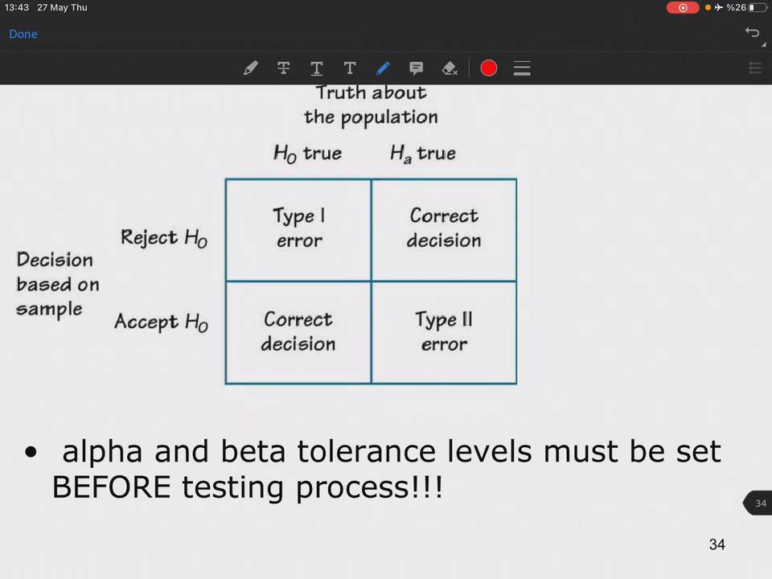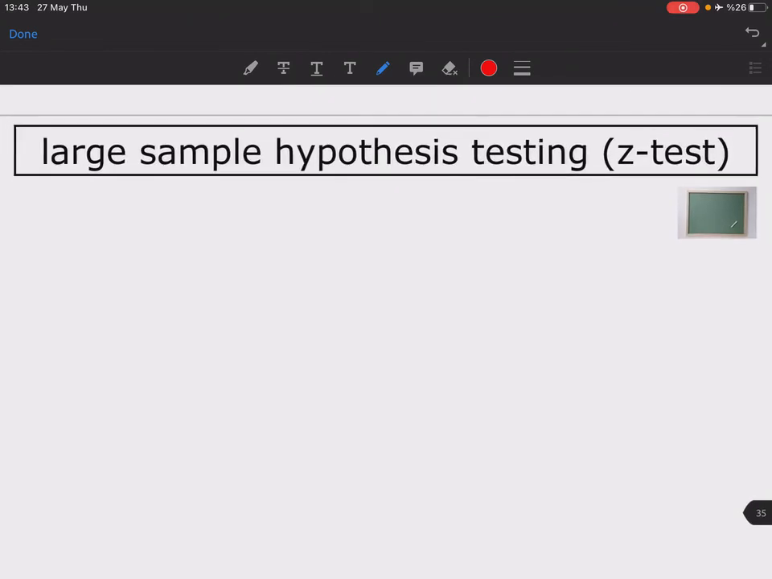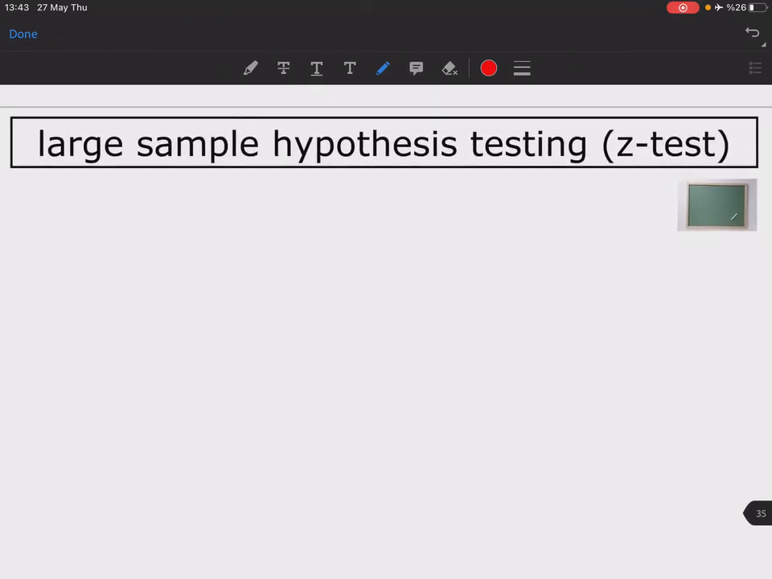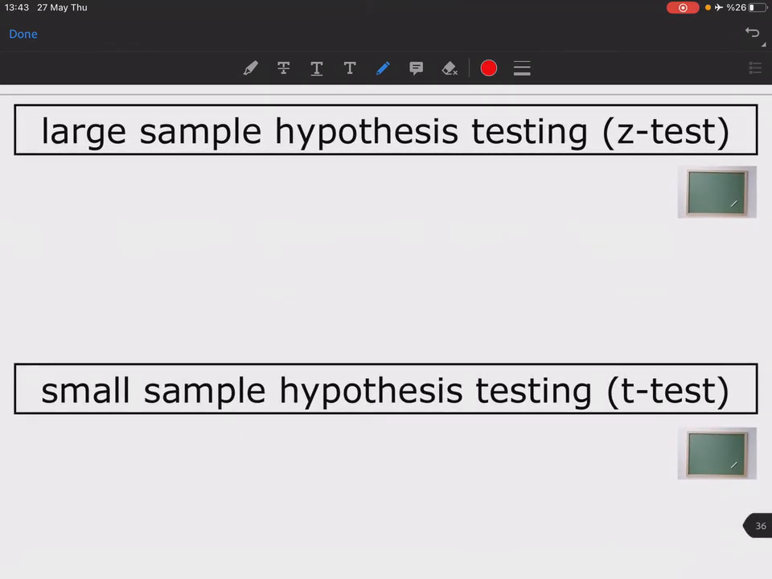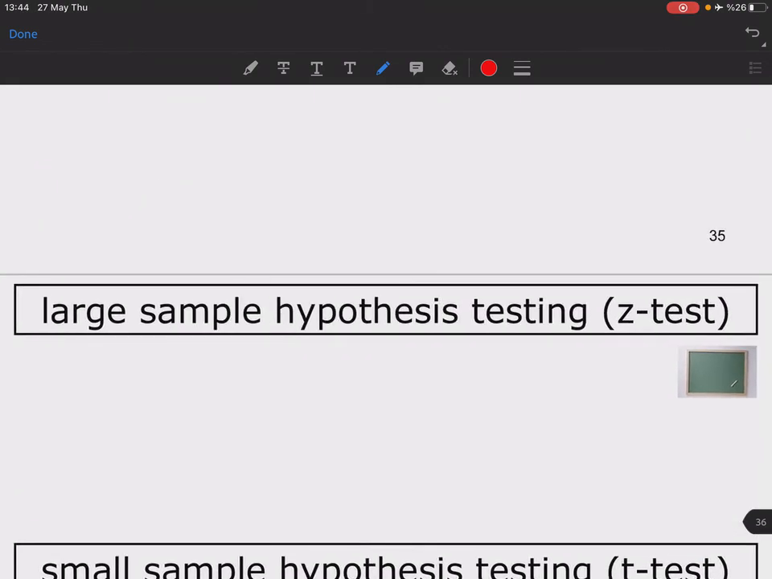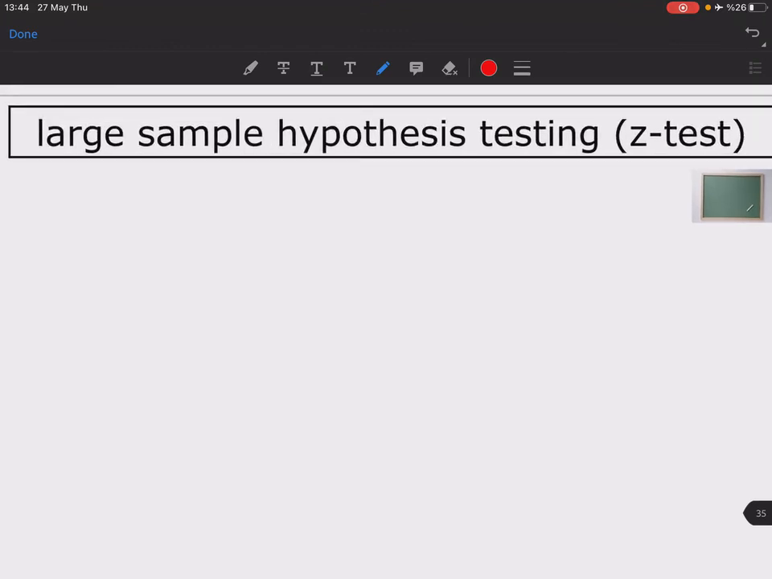That's the idea. Now, from this point, we're going to talk about large sample hypothesis testing, which is called the z-test, that you're familiar with. And we're also going to talk about small sample hypothesis testing, which is called t-test, and let's focus on their examples as well.